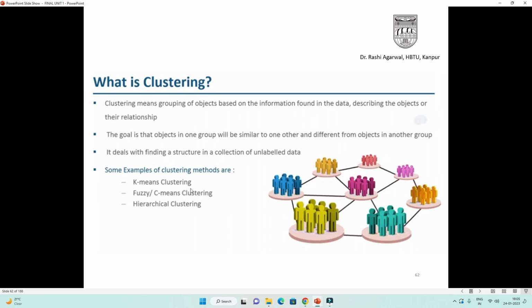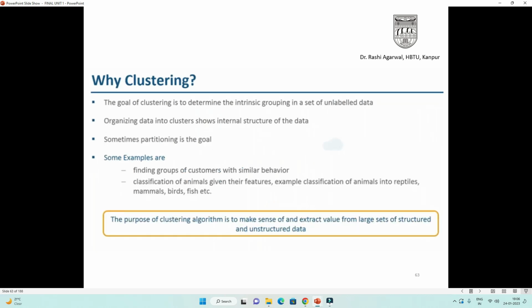Now here we have k-means clustering, fuzzy c-means clustering and hierarchical clustering. We will see the details of all of these as we move on further in the course. So the goal here is to partition the data. Some examples are finding groups of customers with similar behavior, and classification of animals given their features.